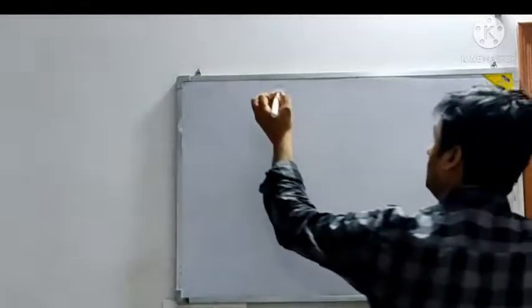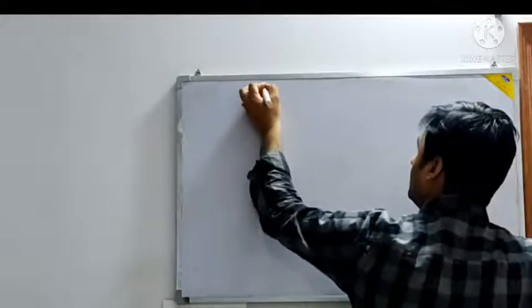Class of physics, and we had already started with the vernier calipers. I had told a few concepts regarding least count and all. This chapter's name is Measurements and Experimentation.